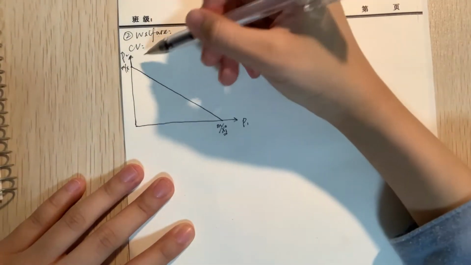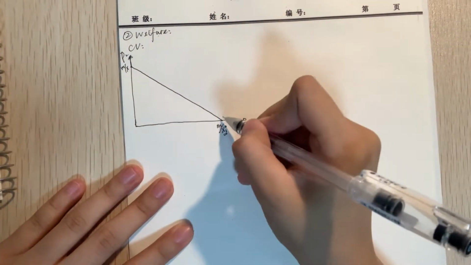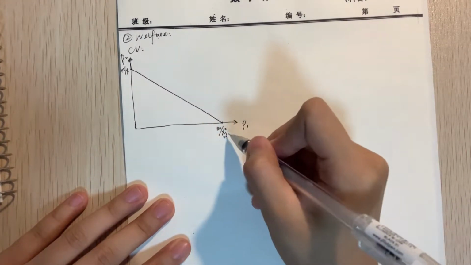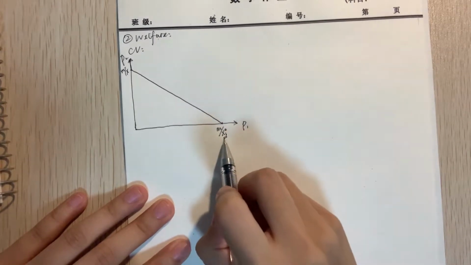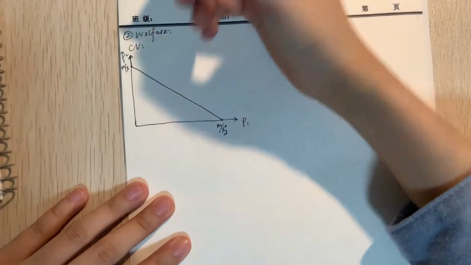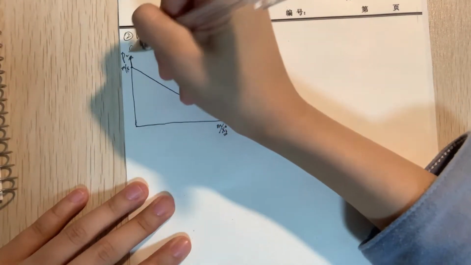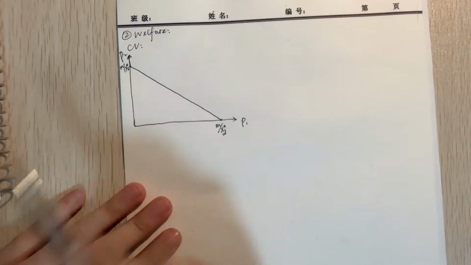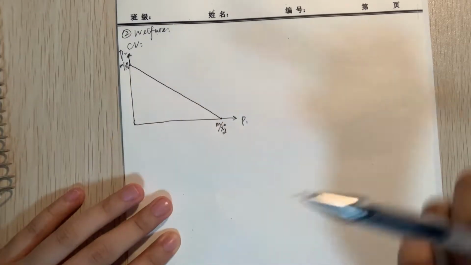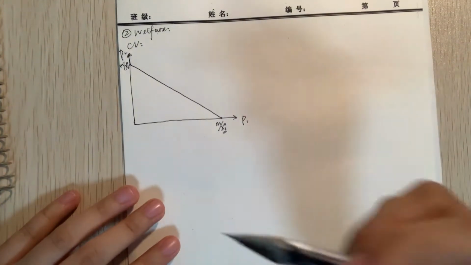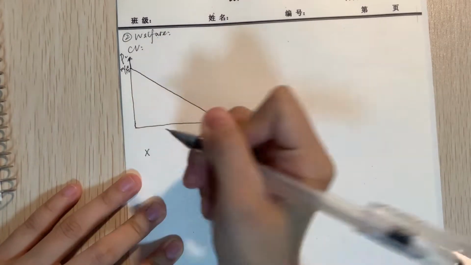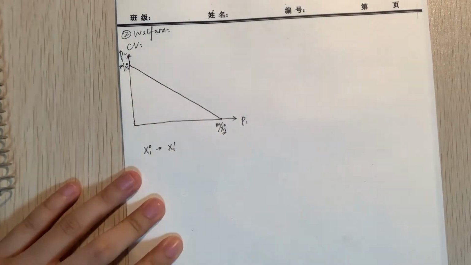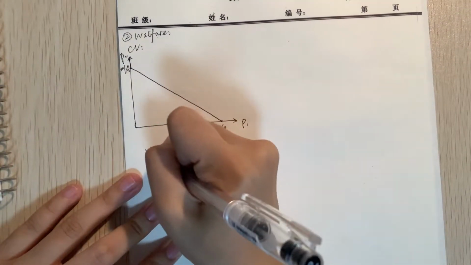So first, this is our original budget constraint. The endpoints here are denoted by M divided by x1 0, which marks the original level of good 1, and similarly, this endpoint should be denoted by m over x2 0, which marks the original level of good x2. Now let's suppose that the quantity of good 1 increased to x1 1. So this is an increase.